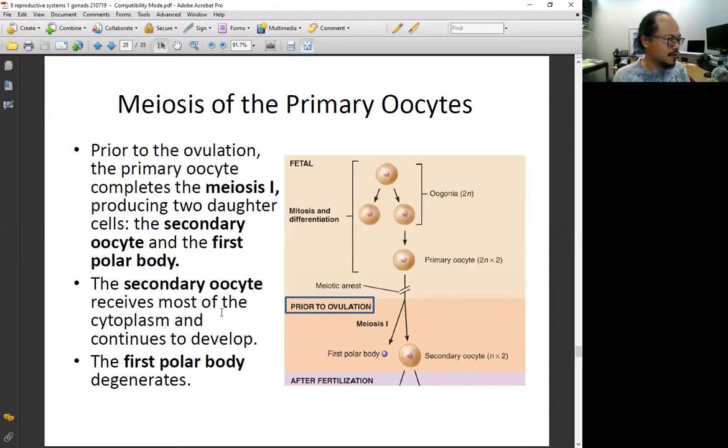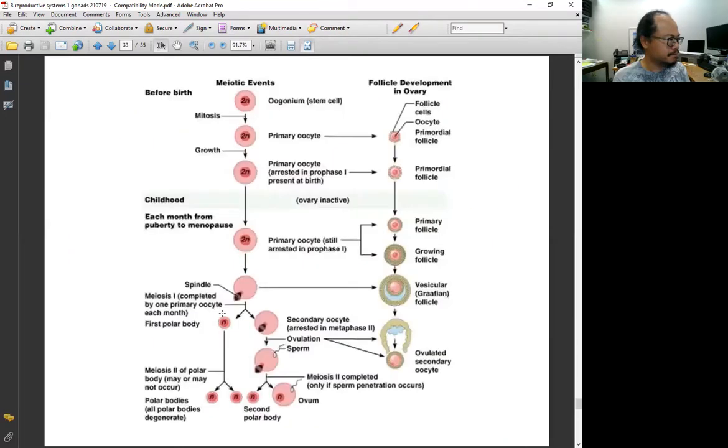All right, so this is basically a summary again of what we just mentioned. So before birth, here you can see this is the time before birth, we will form these primary oocytes. Each of these oocytes will be surrounded by the follicle cells. This follicle is called the primordial follicle, and that will get arrested before the puberty.